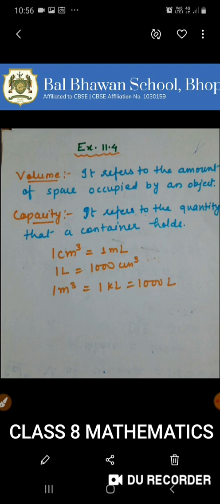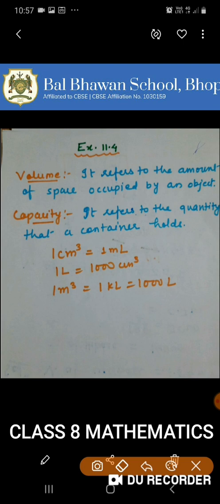So students, we have completed our 11th chapter till exercise 11.3. And what we learnt in that exercise? We learnt how we can find out the lateral surface area or the total surface area of cube, cuboid and cylinder. Now in 11.4, we are learning two terms, volume and capacity, right? So in this exercise we are going to study the questions based on these two terms.